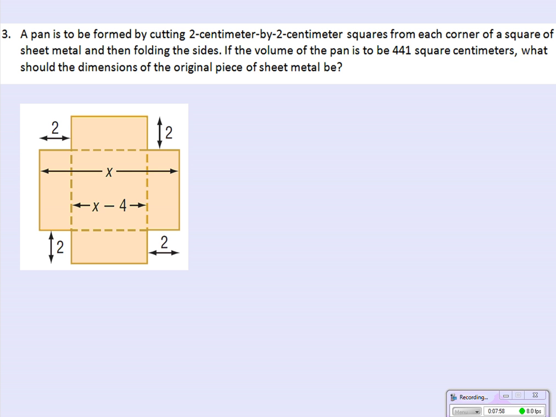All right, so I think this is one of the last ones. A pan is formed by cutting 2 centimeter by 2 centimeter squares from each corner of the square sheet metal and then folding up the sides. If the volume of the pan is going to be 441, what should the dimensions of the original piece of sheet metal be?